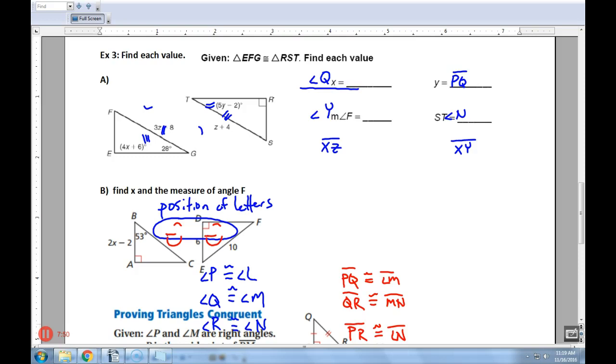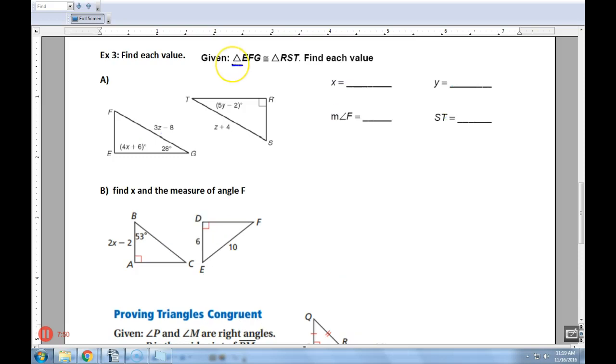So example 3, find each value. We're given our statement, so this tells us who matches up with who. Sometimes it's really obvious just to look at it, but we may want to mark these. So it looks like angle E and R are congruent to each other. So E and R, so I guess I can actually put a little box there because that's 90 degrees. F and S, so the second letters, F and S, are congruent. And then lastly, G and T go together. So 3 arcs and 3 arcs.